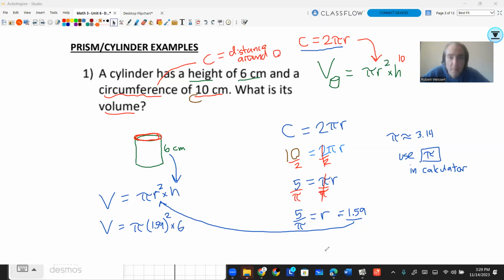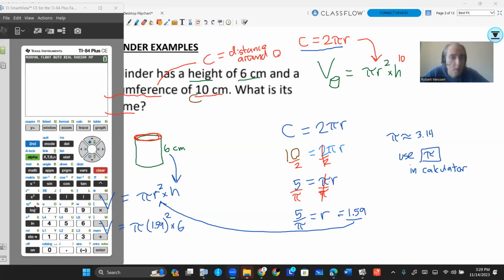Take a moment to calculate that. Pi times 1.59 in parentheses to the second power multiplied by 6 will give you approximately 47.65. So your volume of this cylinder is about 47.65.